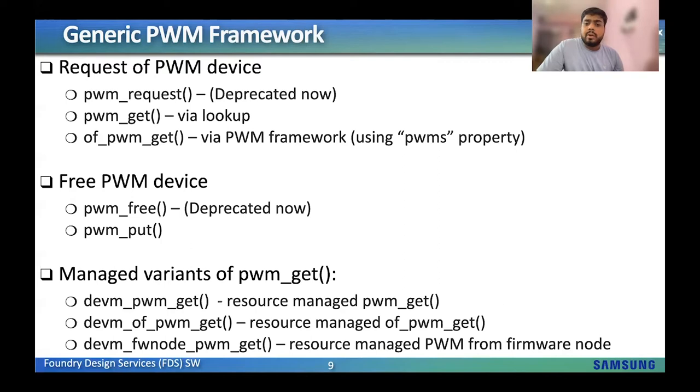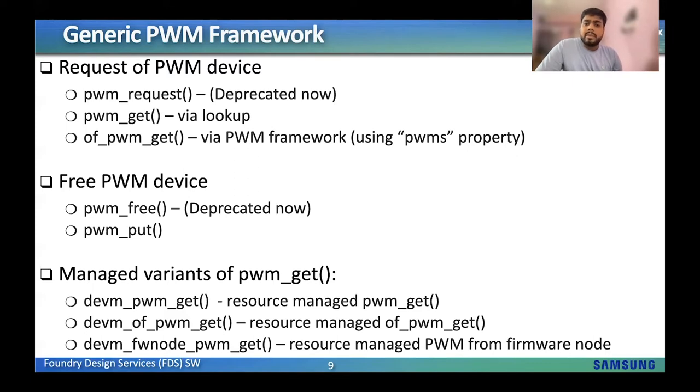Now there's another API called of_pwm_get. of_pwm_get helps us do the same thing as pwm_get. It does the lookup in both the DT file as well as the table in the board file, but it does it via the PWM framework. So pwm_get uses a very generic kernel framework of lookup, but of_pwm_get uses the PWM framework. By PWM framework, I mean using the pwms property. We mention some pwms property in the node, which has its own phandle and index value. Based on those values and the configurations we provide, we do this lookup via of_pwm_get.